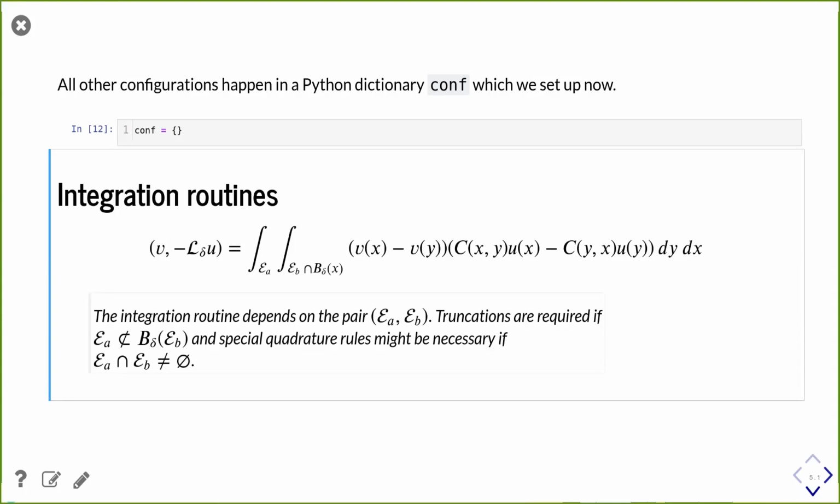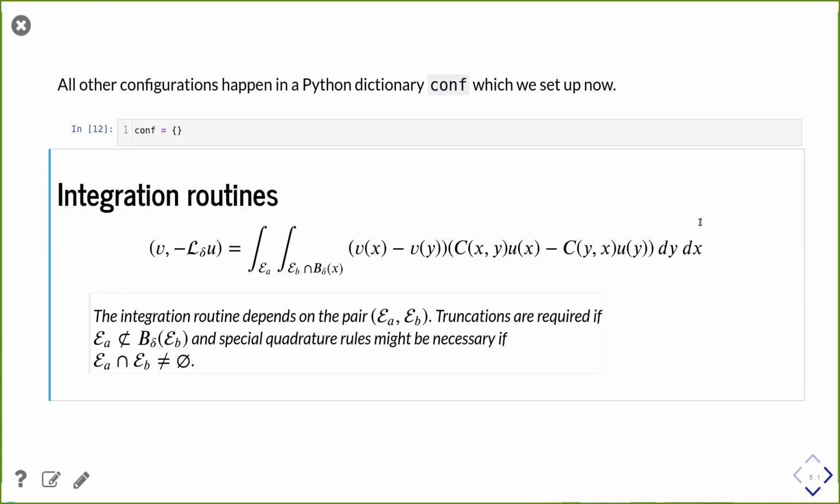For the integration routine, we always integrate over pairs of elements. So you see the double integral here. And if v and u are, for example, two ansatz functions, then we want to evaluate those integrals as the local contribution to the stiffness matrix. And then we evaluate those contributions on pairs of elements. So EA would be the outer element and EB would be the inner element of that integration routine.